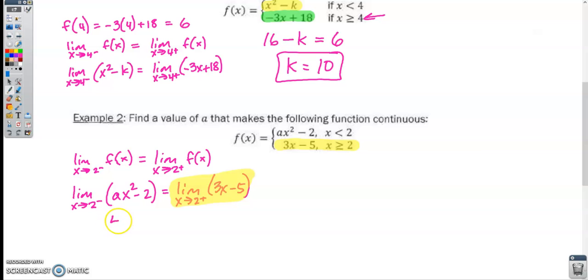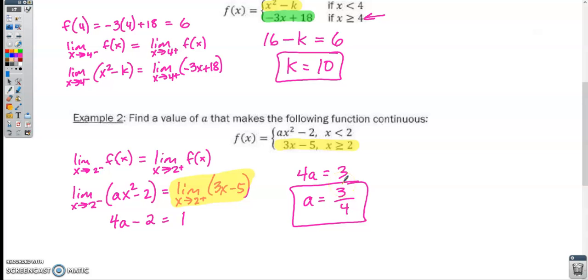If I substitute 2 into the left branch for x, it gives me 4a minus 2. And if I substitute 2 into the right branch, it gives me 6 minus 5, which is 1. And from there, some pretty simple algebra, and we get that a value of a equals 3/4 is going to make this function continuous.